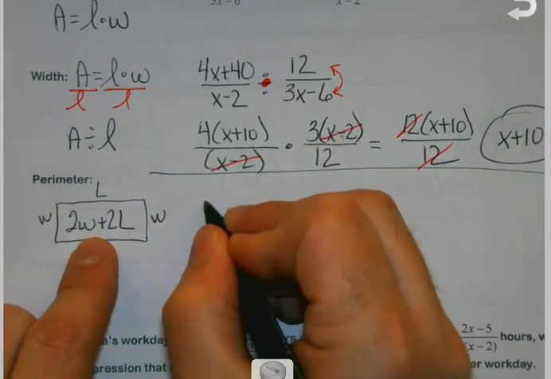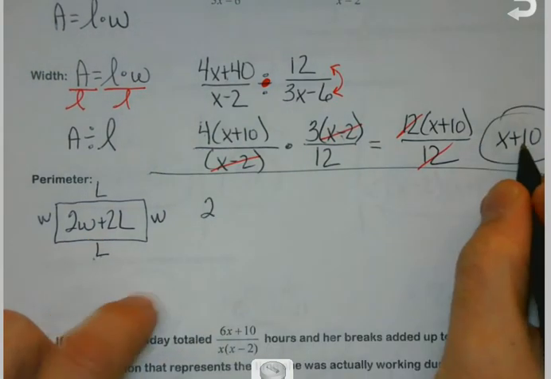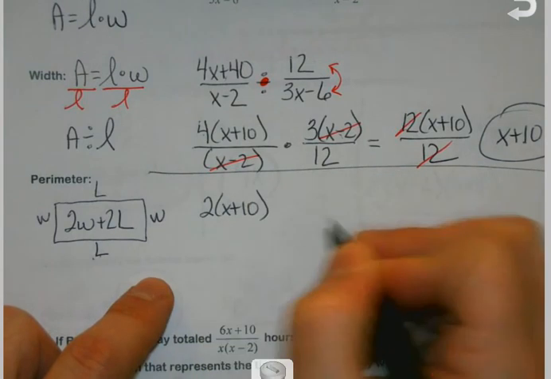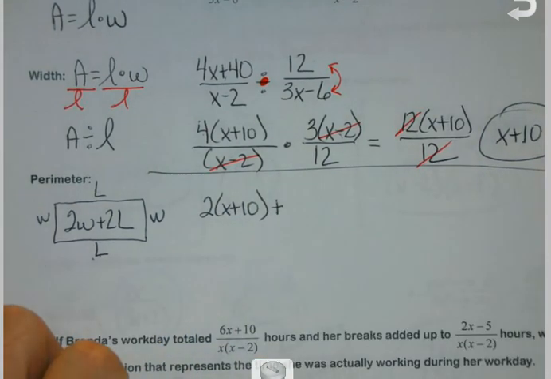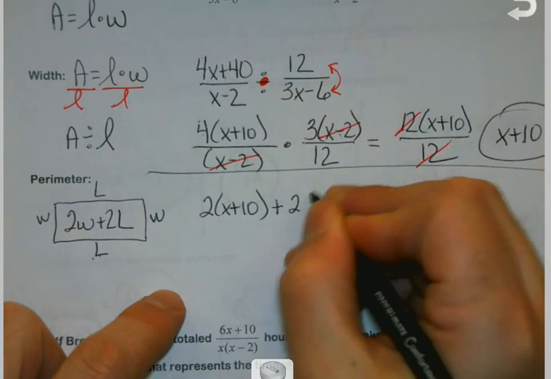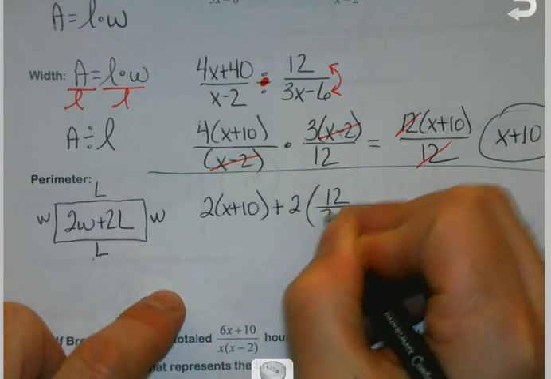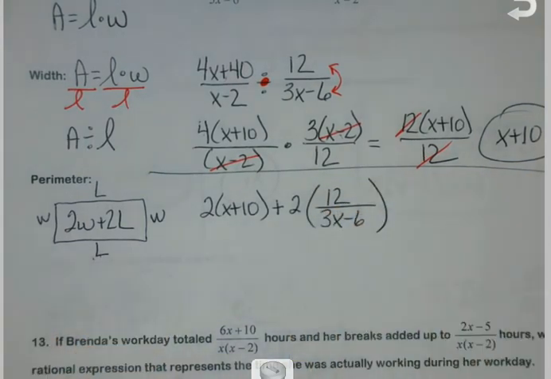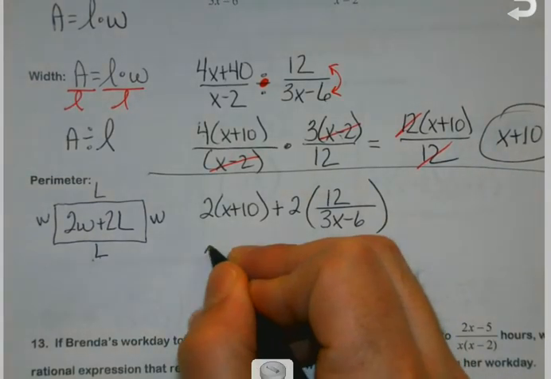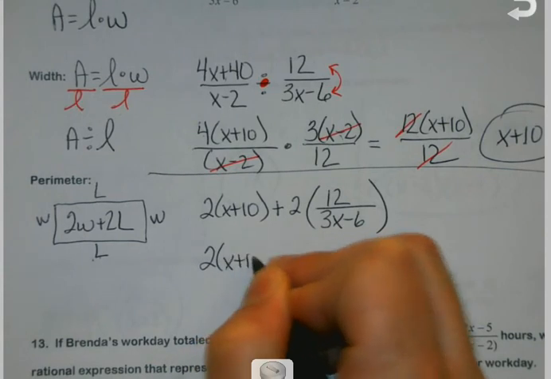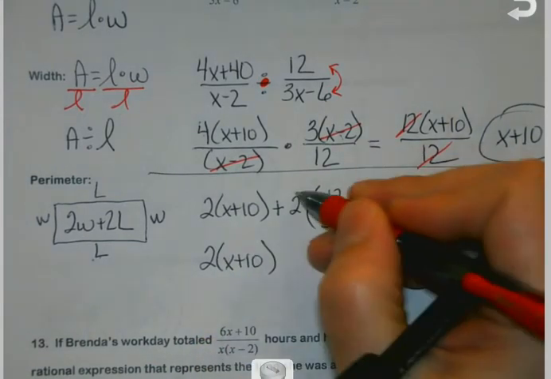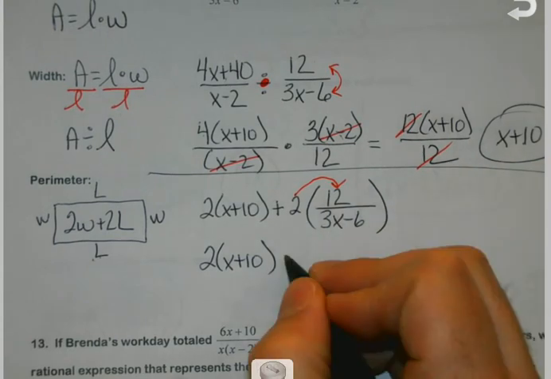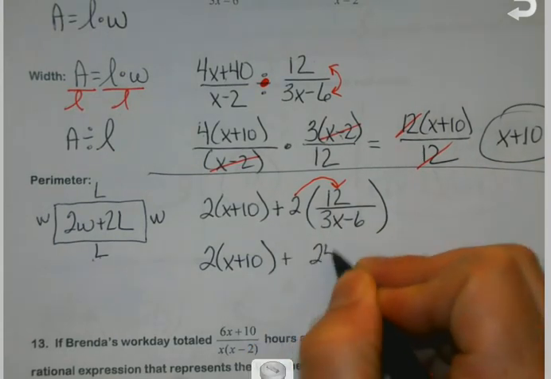So I've got 2, here's my width, x plus 10. And then I have 2 lengths, 2 times 12 over 3x minus 6. You're like, ooh, I kind of see where this is going, Harty. Ugh. You're like, okay, let's clean a little bit up here. This 2, I can go ahead and distribute up to the numerator here. So that'd be 24.